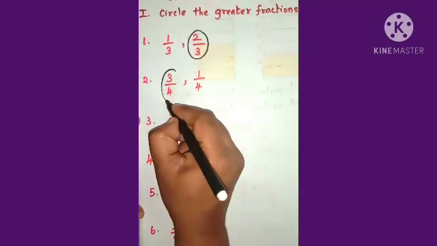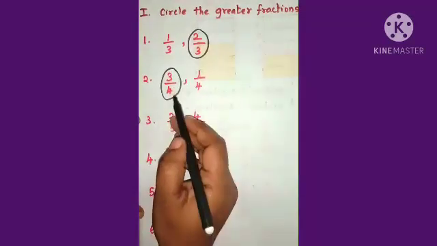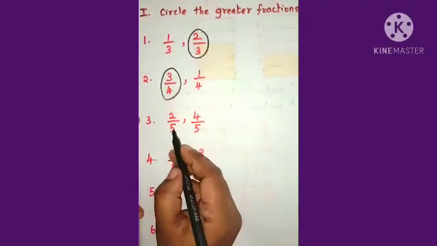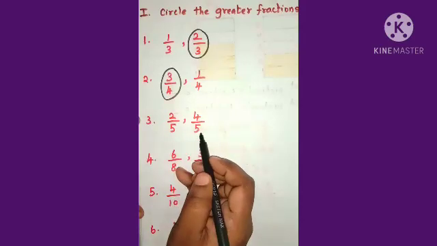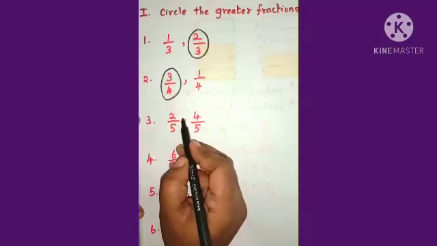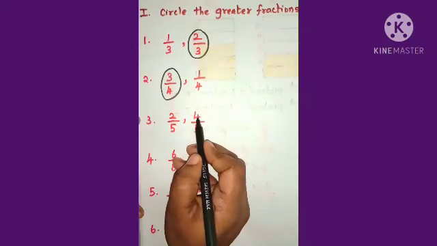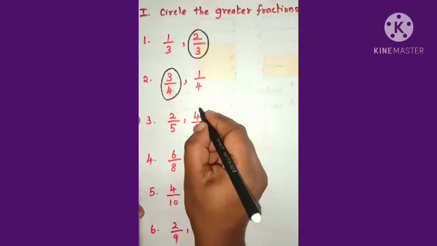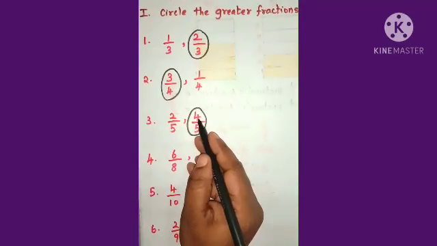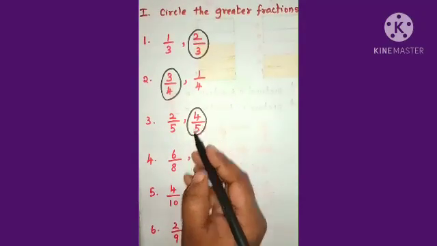So the fraction having greater value will be the greater fraction. Similarly 2 by 5 and 4 by 5. Here compare the numerators 2 and 4. Which is greater value? Yes, it is 4. Thus the fraction having greater numerator will be the greater fraction.